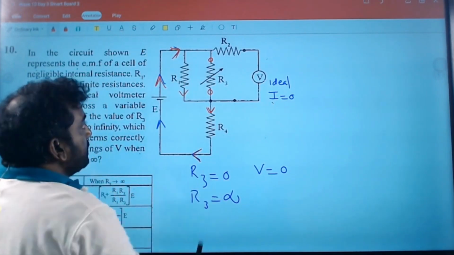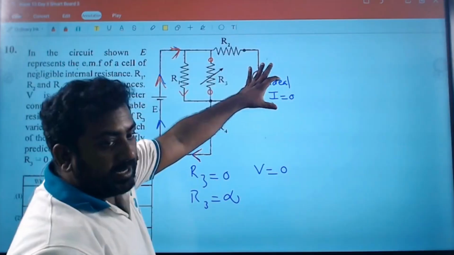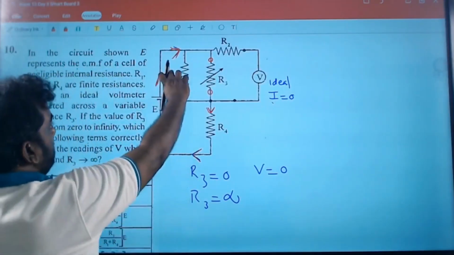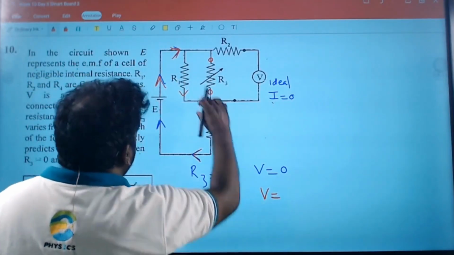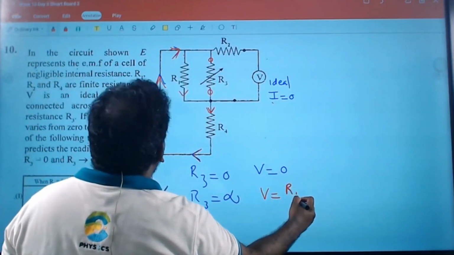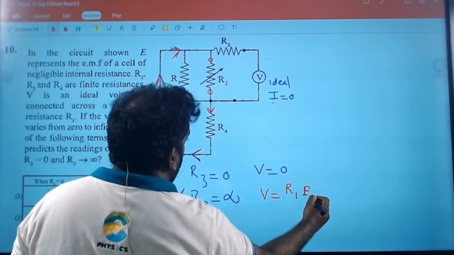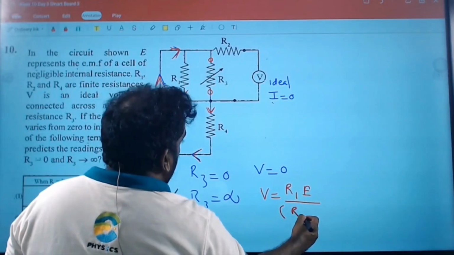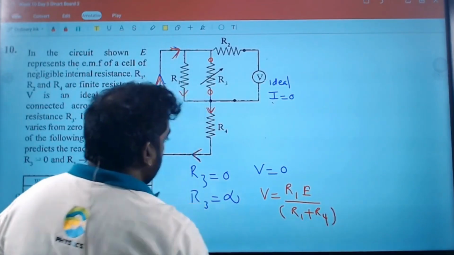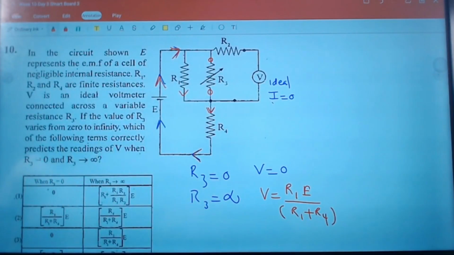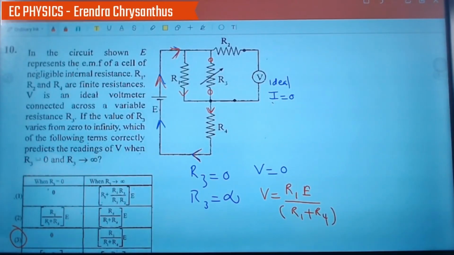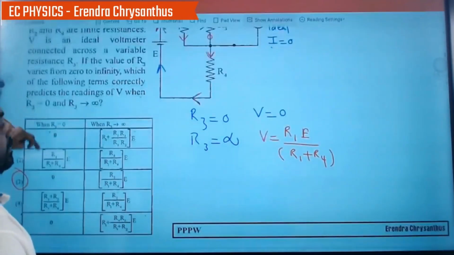Current will go across this. Then voltage here, same. So what's the voltage across that? Voltage is R1 times total voltage divided by the addition, R1 plus R2. Correct answer is answer number 3. You can see, one step how I am taking this.